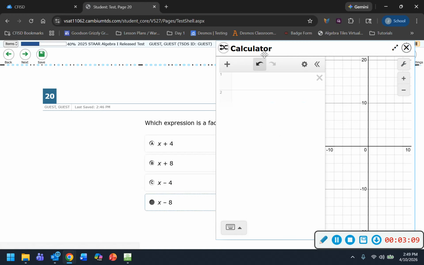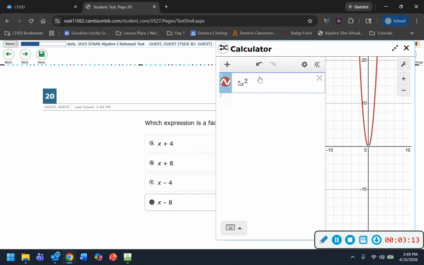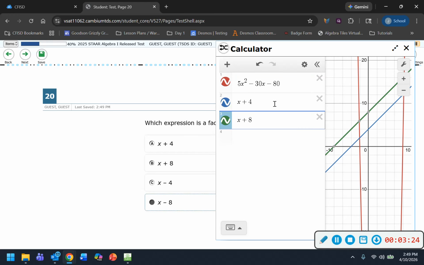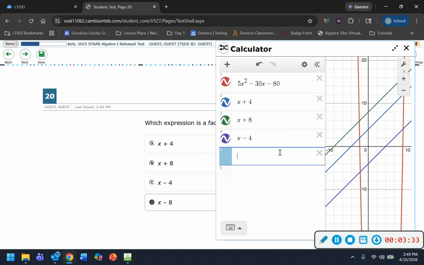Now, as for the easy way that uses our calculator, the first thing you're going to do is type in the expression into Desmos. Once you've done that, start typing in your different possible answer choices for the factors. And you're going to notice they just sort of go through and cross with the quadratic in seemingly random places. But the one that is our correct factor, it is going to cross right through one of the zeros.